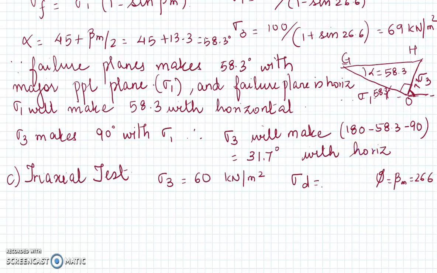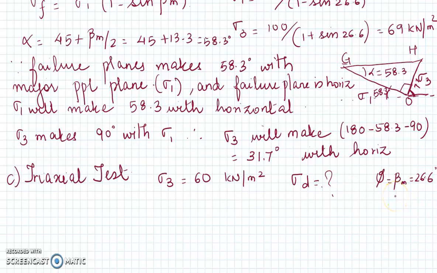Now let's come to the third part, that is a triaxial test. Now what you are told to do is you have to find out the deviator stress. What is told to you is sigma 3, that is cell pressure, is going to be 60 kN per meter square. Sigma D is what is asked. That is a question mark. Maximum obliquity of phi is given to you as 26.6 degrees.